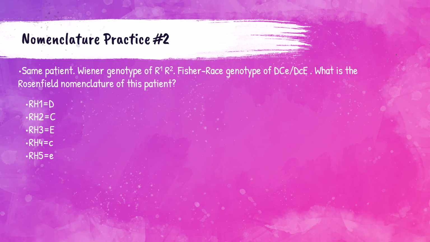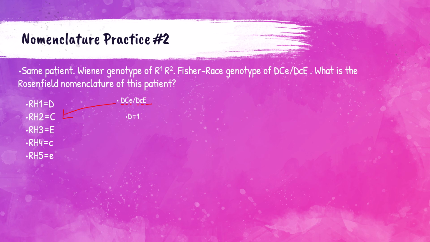Same patient, the Wiener genotype of big R1, big R2. The Fisher-Race genotype is big D, big C, little e, slash big D, little c, big E. What is the Rosenfield nomenclature of this patient? Again, I have on the left-hand side the Rosenfield designations, and you do need to memorize those, same with the other designations. You need to have these all memorized. So here is the Fisher-Race genotype, and we're going to do this one first, then this one, this one, this one, this one, and this one, and compare it to that Rosenfield nomenclature to get our result.